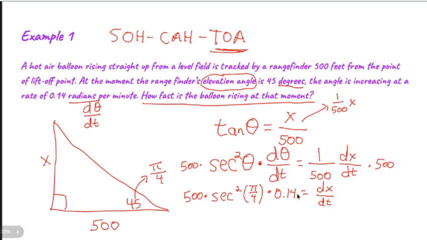And then you would plug this into your calculator, and you get 140. Now, what's our label? We were per minute, so it's going to be something per minute. Our height was measured in feet, so dx dt is 140 feet per minute.